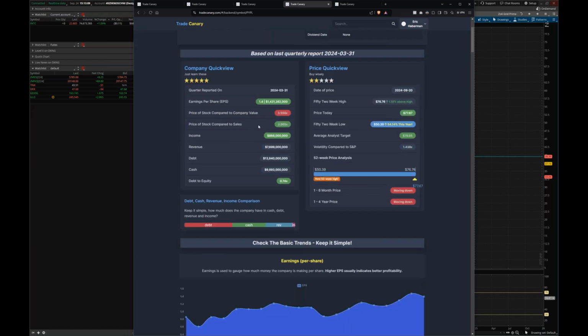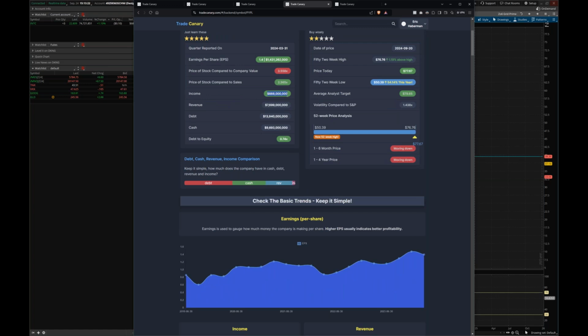So their price of the stock compared to the price of the sales. You can just get a quick view. You know, how fairly priced is the stock compared to how many sales they make. Income, this is what they bring home. They're bringing home the bacon after they pay all their fees. They made almost $1 billion in income last quarter.